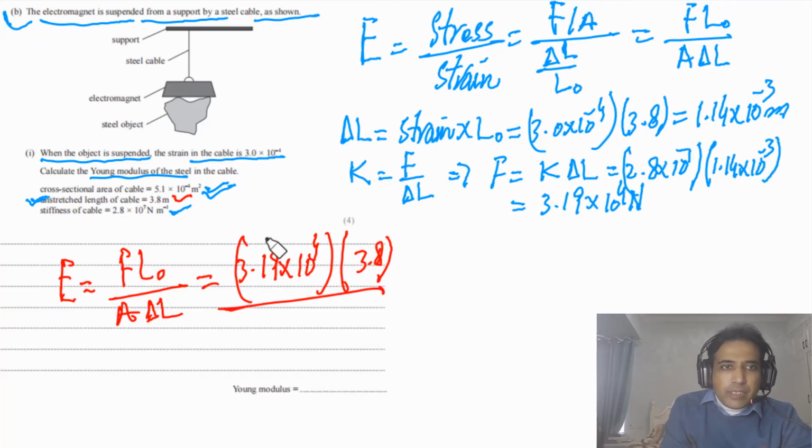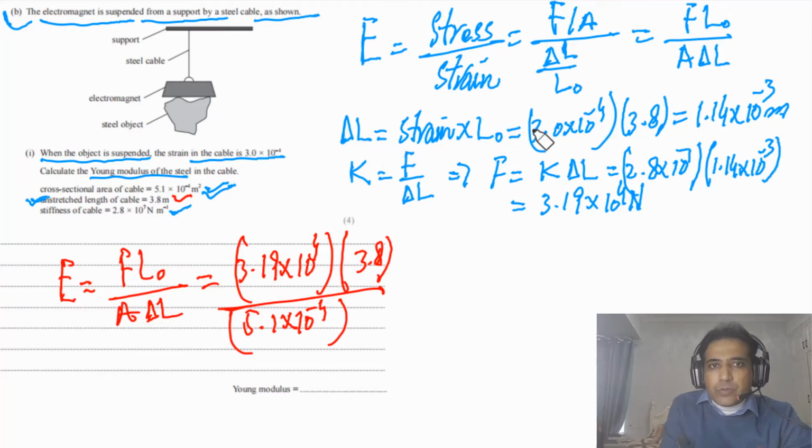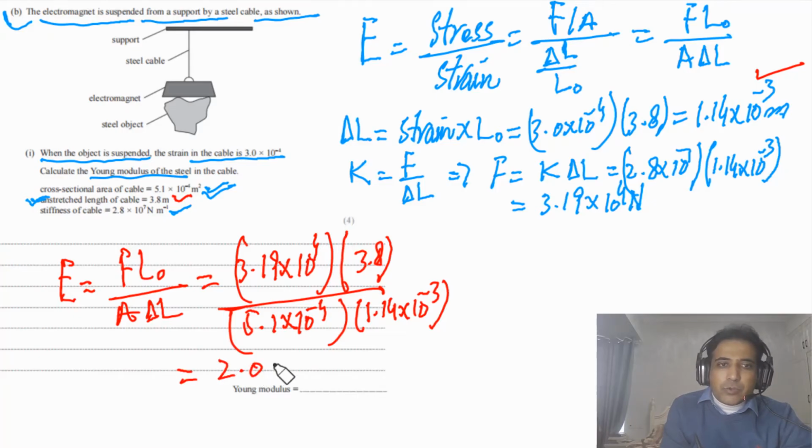We have the value of A, the cross sectional area, that is 5.1 times 10 to minus 4, and we have the value of delta L, that is 1.14 times 10 to minus 3. Now if we solve this one, we will get the value of Young's modulus as 2.09 times 10 to 11 pascals.